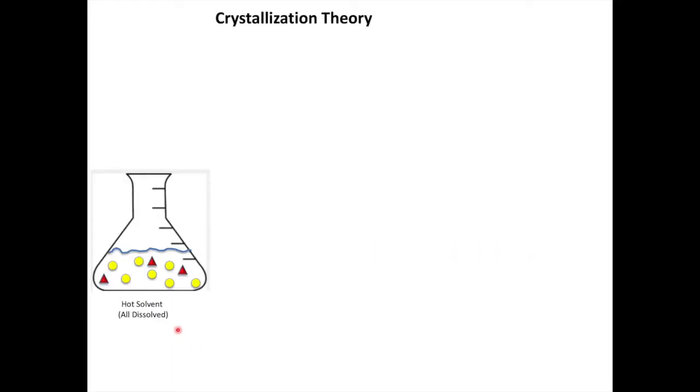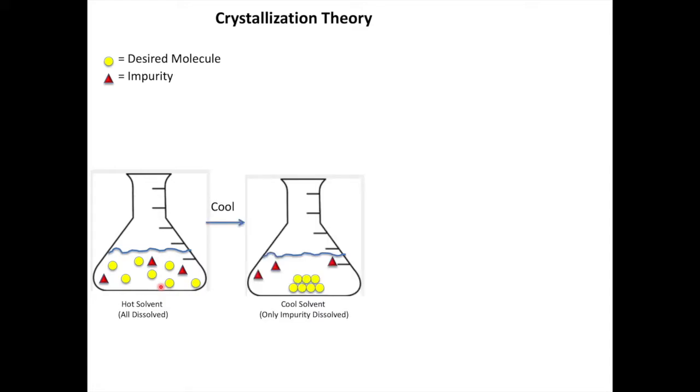Sometimes my students get confused about crystallizations. They forget the theory behind it. So let's just clear it up real quick with this animation. Imagine you have your desired molecule, represented by a yellow circle, and your impurities, both dissolved in hot solvent, just enough hot solvent to dissolve them all. And then after you've got everything dissolved, you cool it down, and the desired molecule, say in our case benzoin, crystallizes, and the impurities, the thing you don't want, stays dissolved.